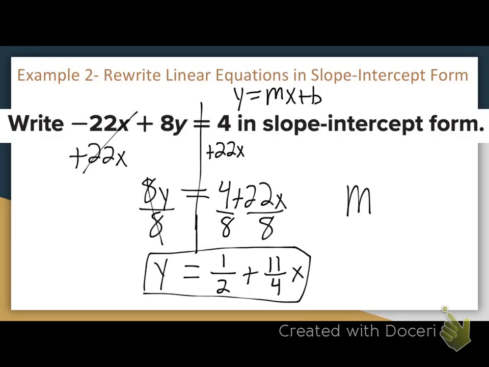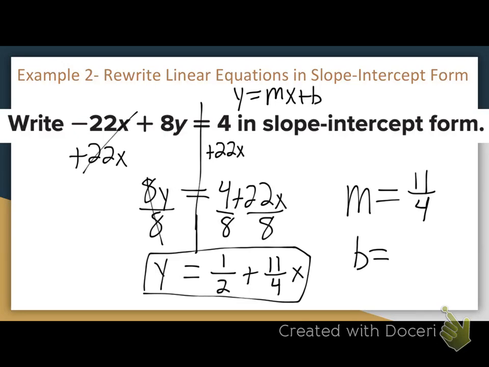What would be my slope here? 11 over 4. Not 11 over 4x, just the number being multiplied by x. Okay? It didn't ask us to do this, but I'm taking an extra step and showing you guys what our slope would be. Our slope would be 11/4, the number being multiplied by x.